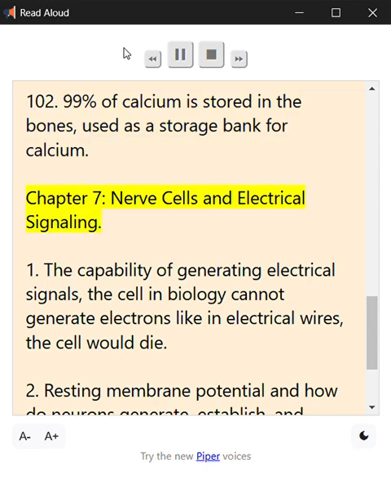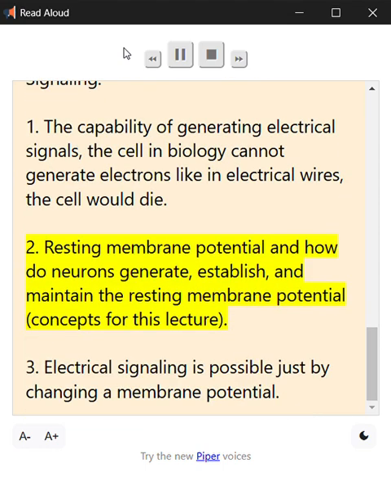Chapter 7. Nerve cells and electrical signaling. 1. The capability of generating electrical signals. The cell in biology cannot generate electrons like in electrical wires, or the cell would die. 2. Resting membrane potential, and how neurons generate, establish, and maintain the resting membrane potential, are concepts for this lecture. 3. Electrical signaling is possible just by changing a membrane potential.